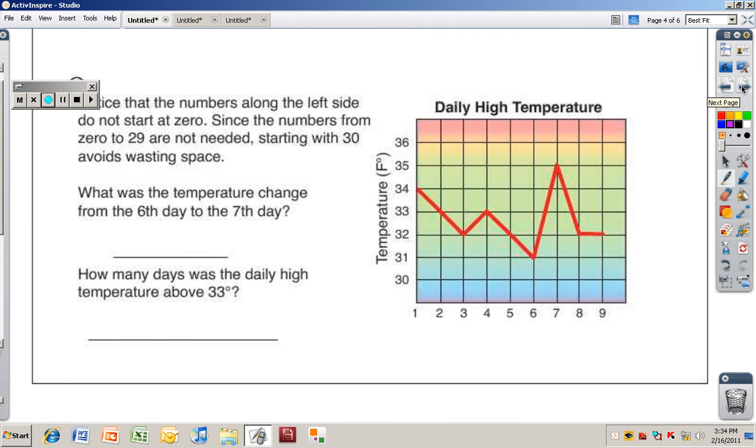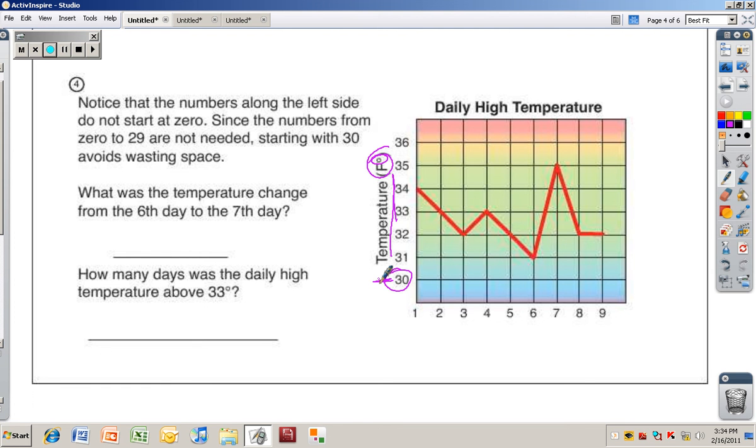All right, here is a line graph. And it says, notice that the numbers along the left side do not start at 0. So right over here, we have a 30, and it goes up from there, and this is the temperature. That F with a little degree sign right there means Fahrenheit. There's two ways to measure temperature that we normally would use, Fahrenheit and Celsius. In the United States, most of the time we're using Fahrenheit. Most of the rest of the world uses Celsius. So this means 30 degrees Fahrenheit.